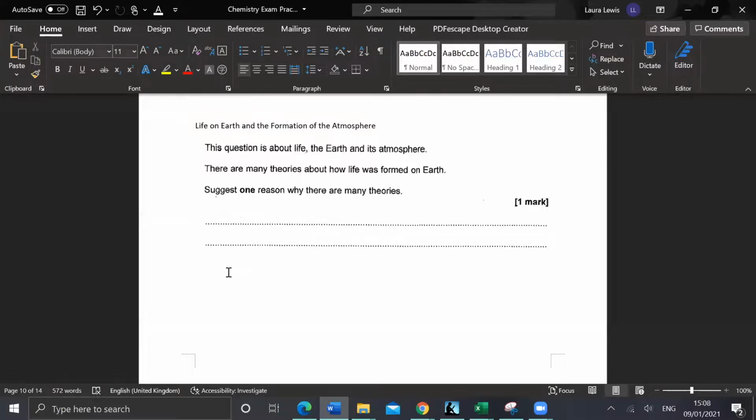Okay, so I'll start off with a 1 mark question. This is from an exam paper, GCSE chemistry 1. It introduces itself as, this question is about life, the Earth and its atmosphere. There are many theories about how life was formed on Earth. Suggest one reason why there are so many theories. So it's only 1 mark, but it's actually quite a difficult question in a way, isn't it? And the way I think about it, it's actually more straightforward than you think it is.